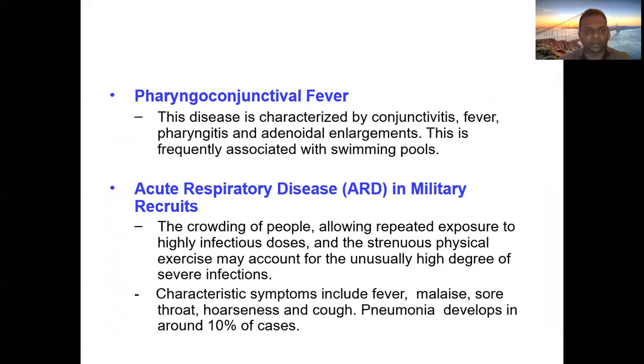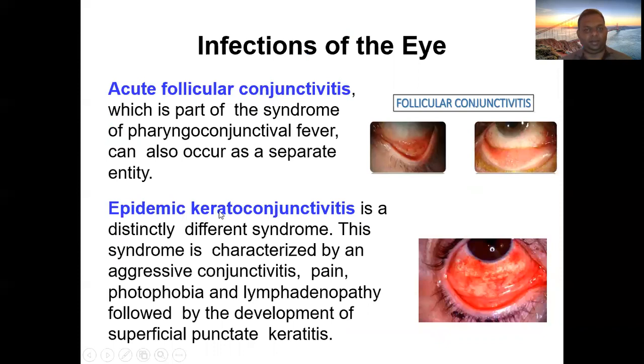Meningitis is types 3 to 7. Pharyngoconjunctival fever, acute respiratory disease in military recruits. There are some disease entities. Infection of the eye: acute follicular conjunctivitis and epidemic keratoconjunctivitis. Acute follicular conjunctivitis is part of the syndrome of pharyngoconjunctival fever. Epidemic keratoconjunctivitis is a distinct syndrome.